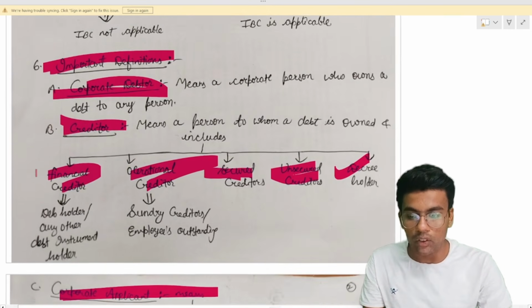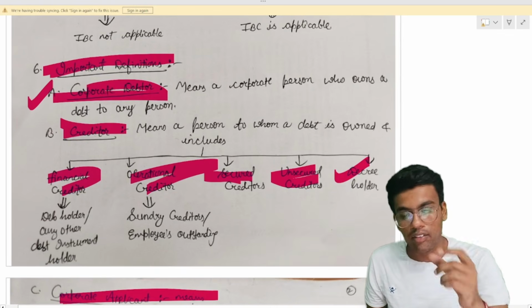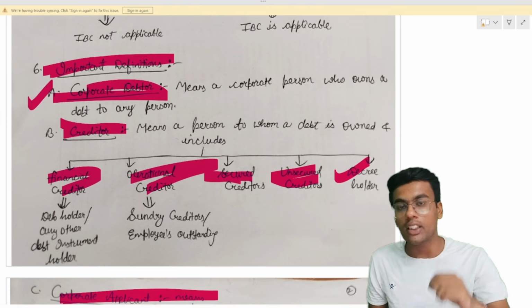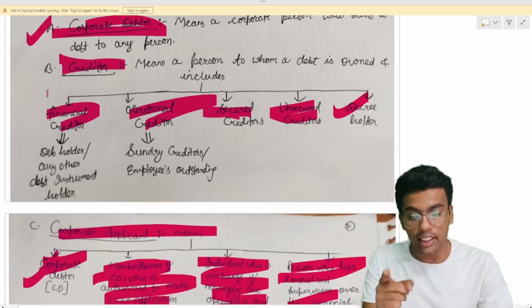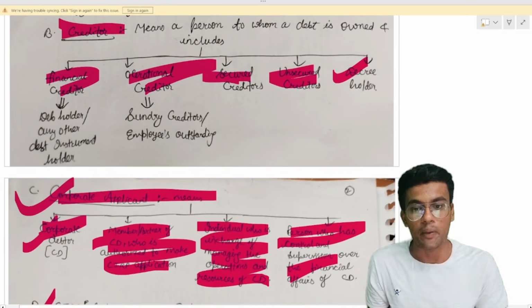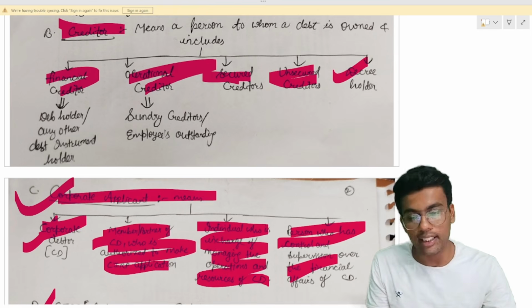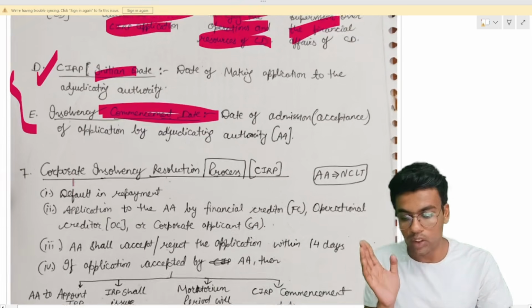Apart from this, let me tell you, this corporate debtor we understood, no? In my examination, there was a question where an entire case study was given. I was asked to find out who is a corporate debtor, who is a creditor, that means a financial creditor, and who is a corporate applicant. All the three I had to answer in that particular case study. So please be very careful with these definitions also. CIRP initiation date, CIRP commencement date, I hope you are clear.